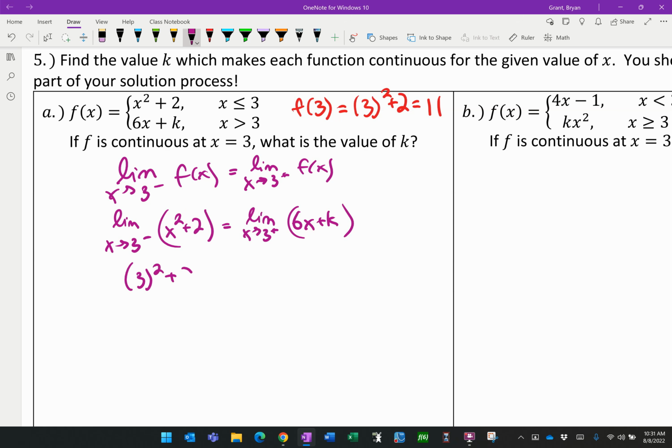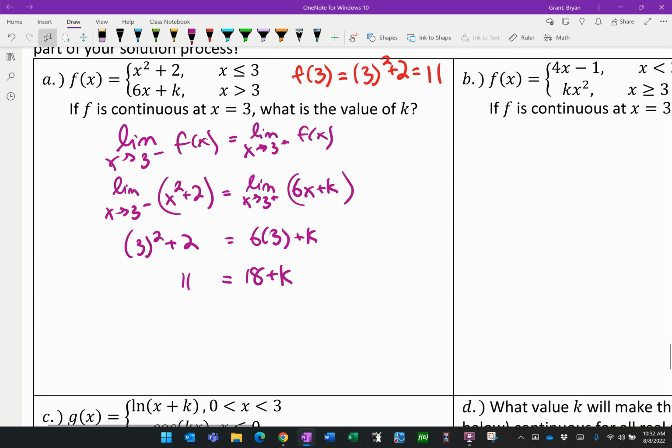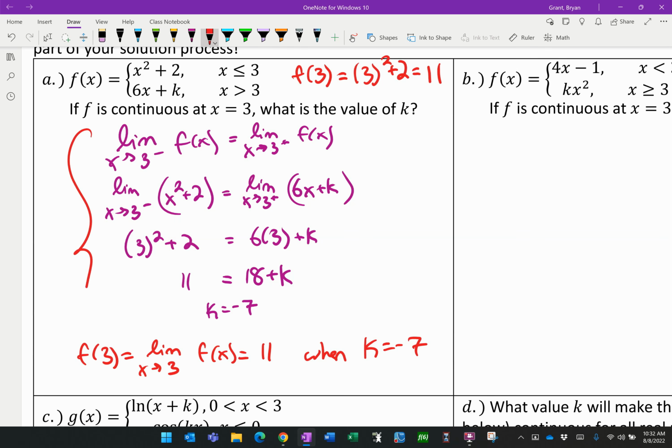We definitely need to go through and substitute in that 3. 3 squared plus 2 needs to be equal to 6 times 3 plus k. We already said that this side was 11. 18 plus k. And see, now we've gotten back here, but we entered into the problem with that limit. And so we find that k again is negative 7. Now, if you really wanted to be good about it, you should probably have one concluding statement, such as f of 3 equals the limit as x approaches 3 of f of x, and they will all equal 11 when k equals negative 7. Realistically, though, they're looking for this point most of the time.